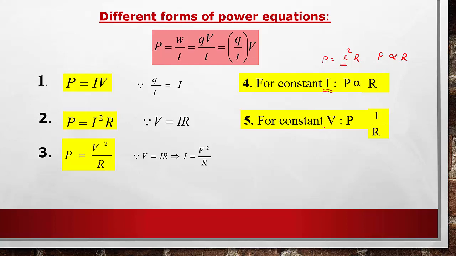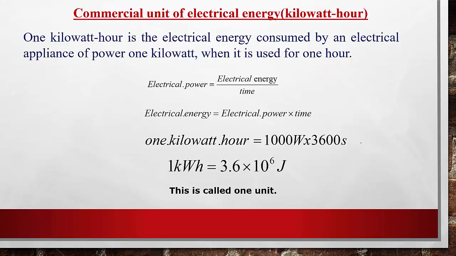Then the fifth one, for constant potential difference, when V is constant, P is inversely proportional to resistance. You can observe the third equation, P equal to V square by R. Here V is constant, so P is inversely proportional to resistance only when potential difference V is constant. So these are the different forms of power equations.